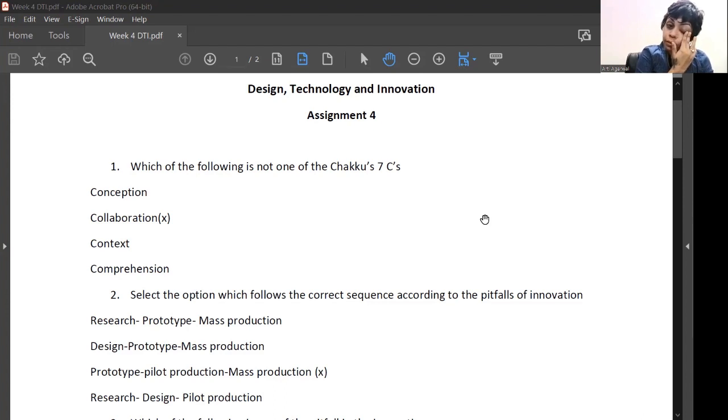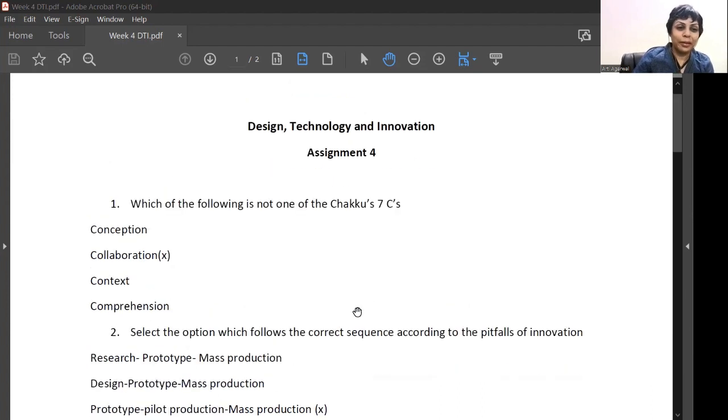So the first question in this question paper is, which of the following is not one of Chakku's seven C's? If you remember, Chakku's seven C's was what he called an acronym, a mnemonic maybe, for what Professor Chakraborty gives as his design process or design flow. The disadvantage of taking previous year's questions is that the answers are already marked, so there's not a whole lot to explain or discuss.